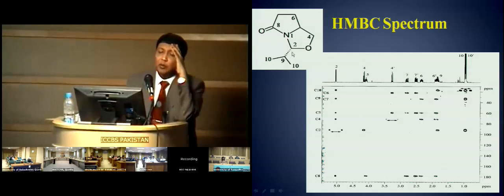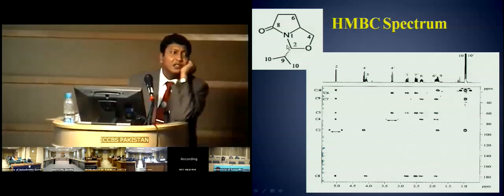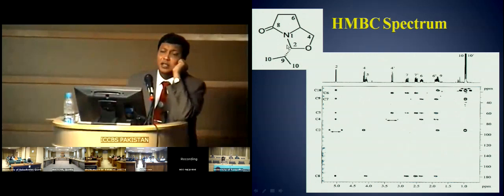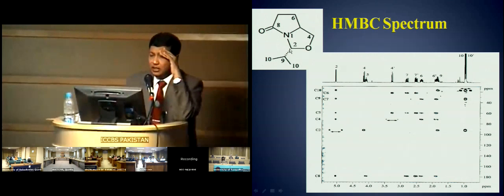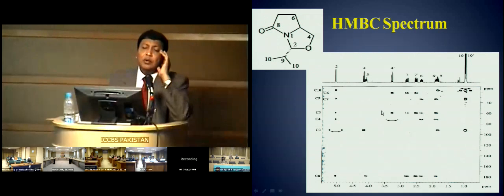C2, if it is coupled with C8, this primarily means that they are connected to each other through nitrogen. Okay? So that's how you determine the gross structure of a molecule.